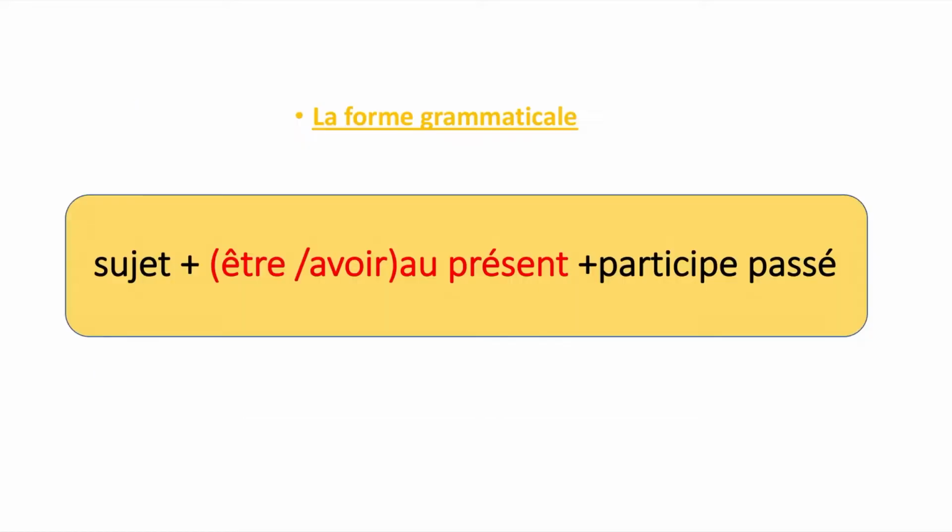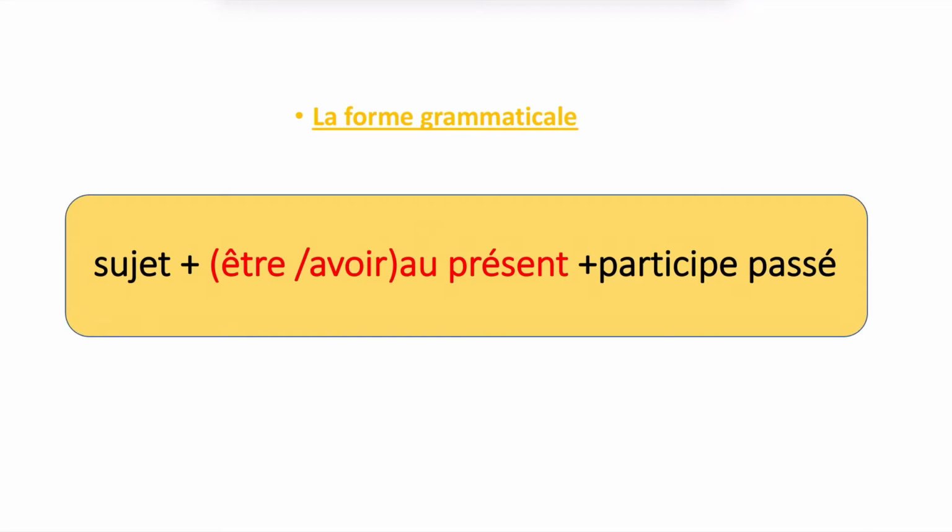And to conjugate any verb in the passé composé, you should follow this grammatical form, la forme grammaticale du passé composé. As you see here, you have 3 steps. The first one is to find the subject of your sentence. The second step is to conjugate the verb être or avoir in present as an auxiliary verb. The third step is to add le participe passé, the past participle of your verb.